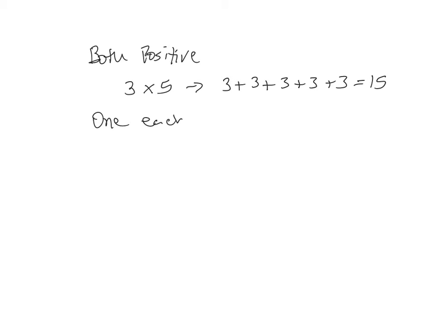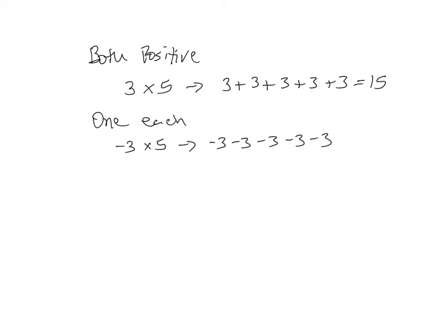One of each. So one positive, one negative. What if I had negative 3 times 5? Why is that answer negative? The bigger number is positive. Remember, that doesn't matter. So if I had negative 3 and negative 3 and negative 3 and negative 3, 5 times, right?